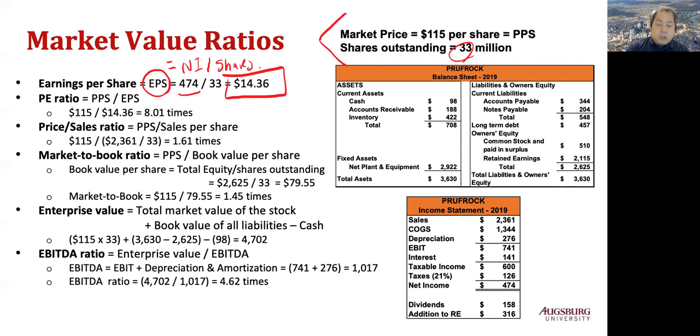The next two ratios are very related. Let's look at the first one. PE ratio is the price per share divided by earnings per share. For this company, 115 is stock price per share, divided by earning is $14.36, EPS, 8.01 times. This PE ratio indicates how much investors are willing to pay for $1 of the current earnings.